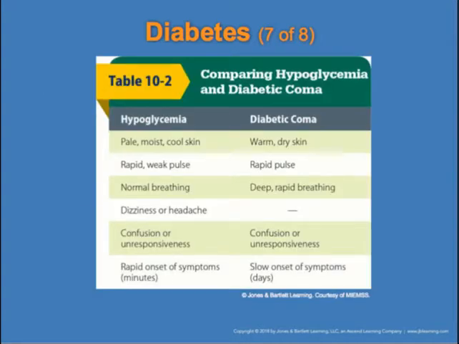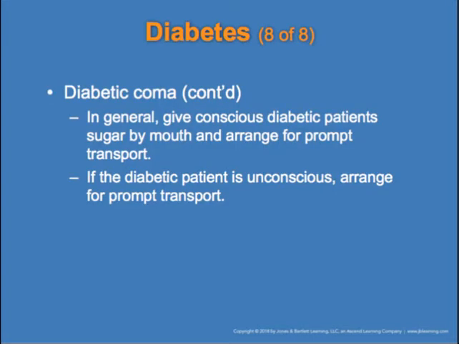These are some examples and comparative points between blood sugar that's too high, or diabetic coma, and blood sugar that's too low, right? Just some comparative samples, and you'll find this in Table 10.2 in your book. Diabetic coma, in general: give conscious diabetic patients sugar by mouth and arrange for prompt transport. If the diabetic patient is unconscious, get them moving. If they're conscious, we could try to give them food. We could try to give them sugar by mouth. If they're unconscious, right, we just want to immediately begin to move towards rapid transport.